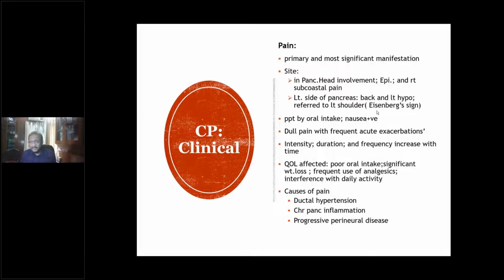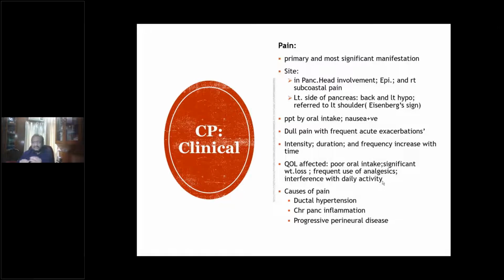Now, it is precipitated by oral intake. Nausea is positive. The pain is usually dull with frequent acute exacerbations. The intensity, duration, and frequency increase with time. That means if I start having chronic pancreatitis today, my pain will be different from what I'll be having 1 year down the line. Then it will become more intense, it will remain for a longer period of time, and it will occur more frequently. Right? The quality of life, the QOL, is affected in a major way. The intake decreases, the patient becomes very lean and thin, there's significant weight loss, frequent use of analgesics, the patient becomes dependent on narcotics, and interference with daily activity is the norm in patients having long-standing chronic pancreatitis.